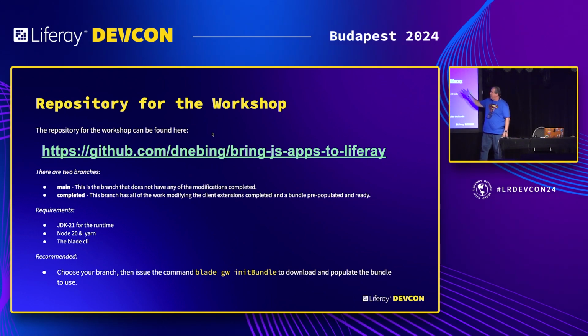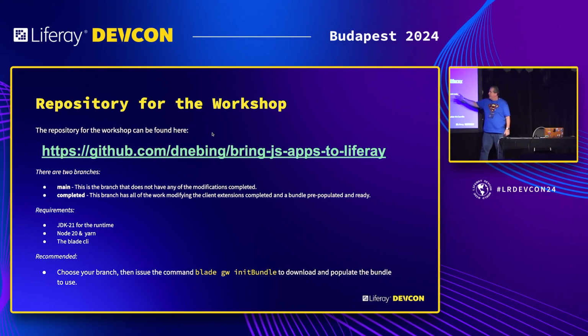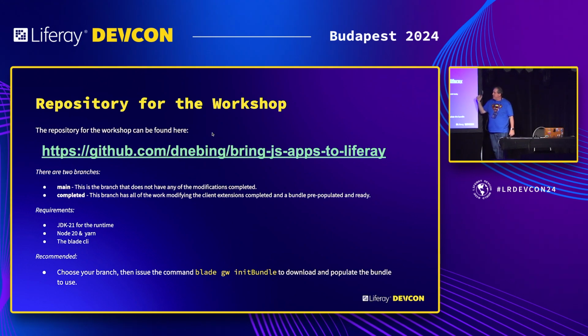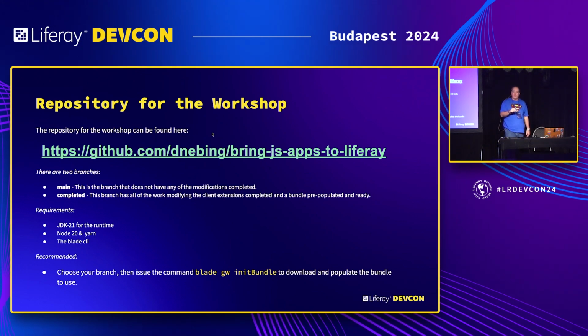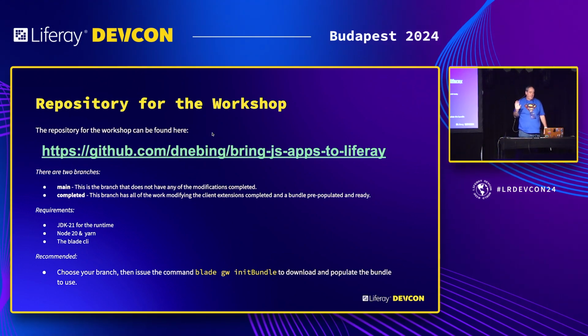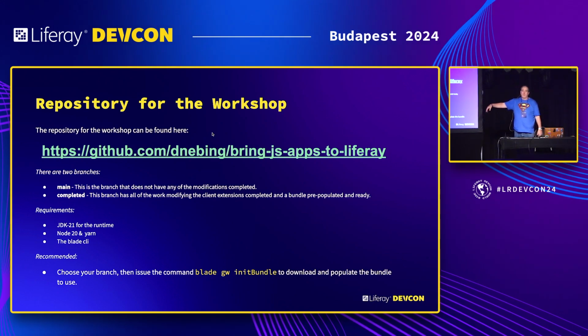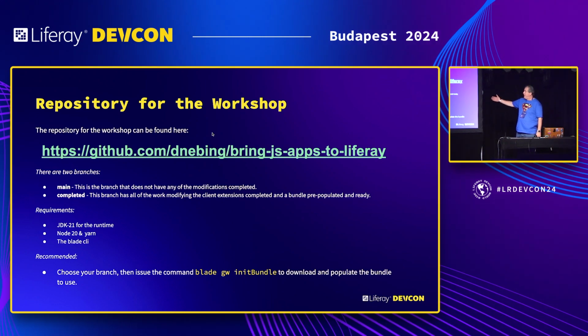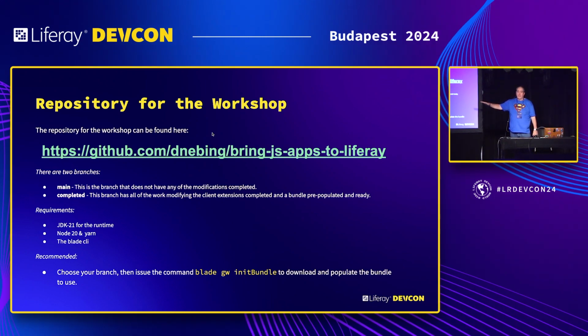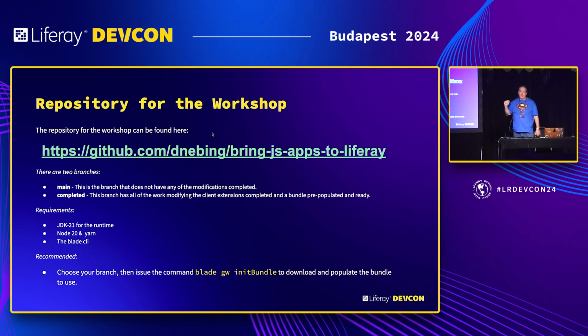The repo for what we're going to be building is up here. You can go ahead and access this, pull it down. There are two branches in there. There's the main branch, which is an unmodified version of the applications that we're going to be working on. There's also the completed branch, which is what I'm going to be showing you today, but it has all the steps already done, and then we can compare and contrast.